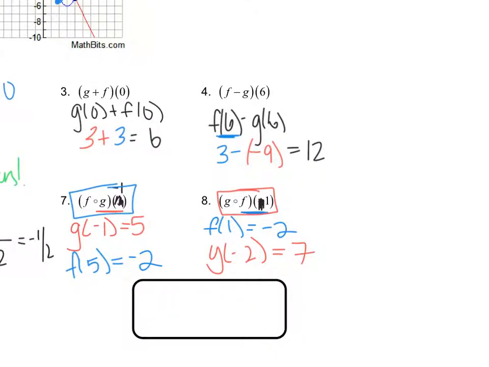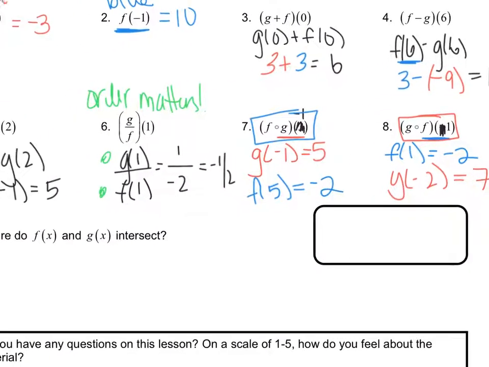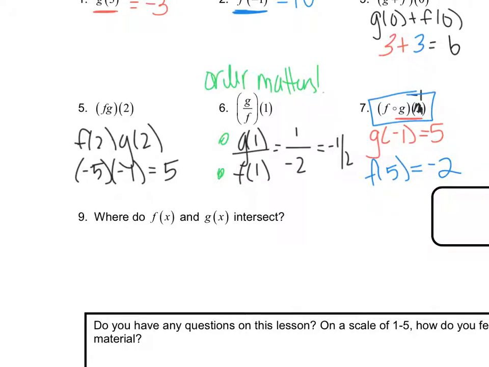The last thing we need to talk about is where do the graphs intersect? Pretty straightforward. It's where do they cross each other? A little active note here: it is possible that they do not intersect. An example of that would be parallel lines. If you have two lines like this, then those two functions will never intersect.